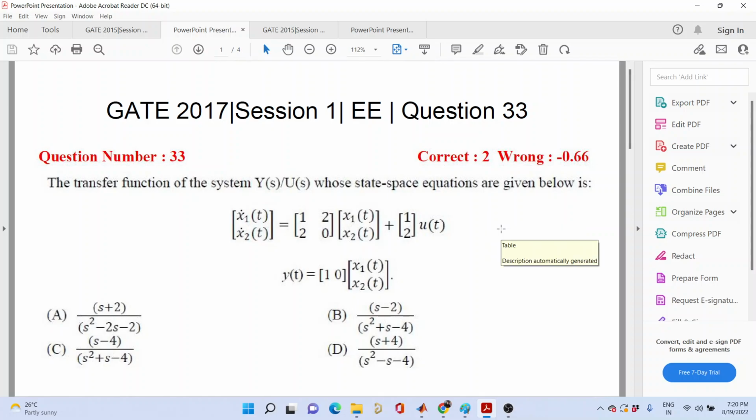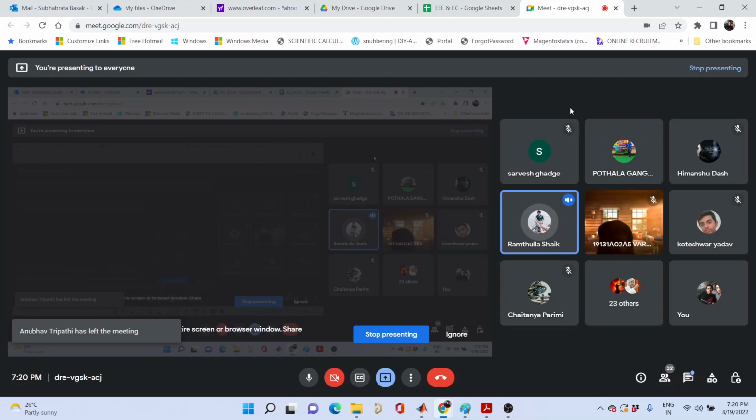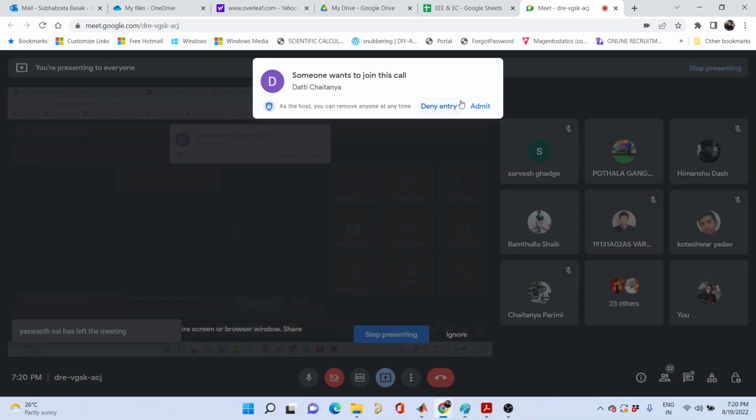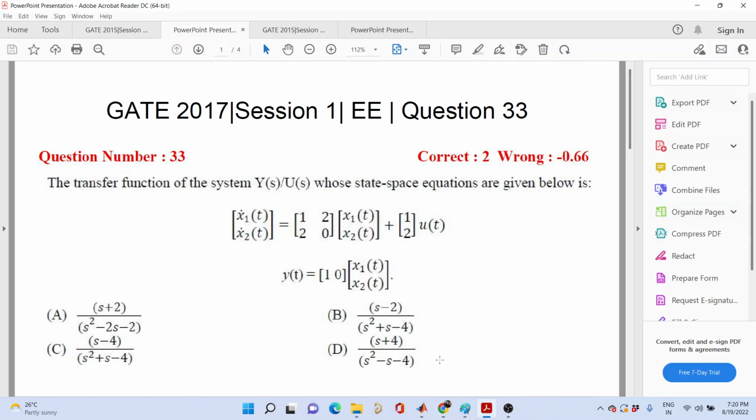Then should we move to the next question? Sir, I have a small doubt. If the determinant of the matrix equals 0, then what about the stability, sir? How can we decide? If the determinant of the matrix is 0, that means there must be one pole at the origin, right?